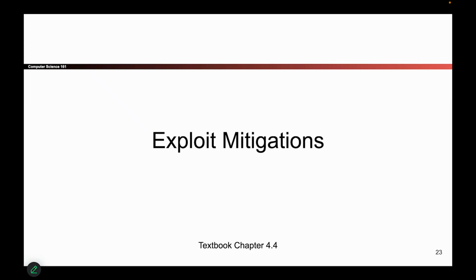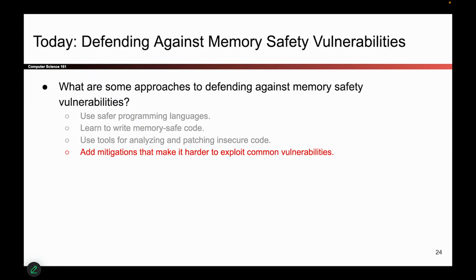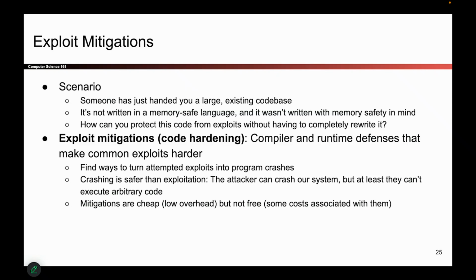OK, so at this point, we have gone through some general philosophy of ways to protect your system and stop memory safety vulnerabilities. And for the rest of this section, we are now going to look at a category of defenses called exploit mitigations. So we saw these three approaches. We are now going to spend a lot of time on this fourth approach, where we're going to try and make it harder to exploit a lot of the common vulnerabilities. So what do I mean by that?